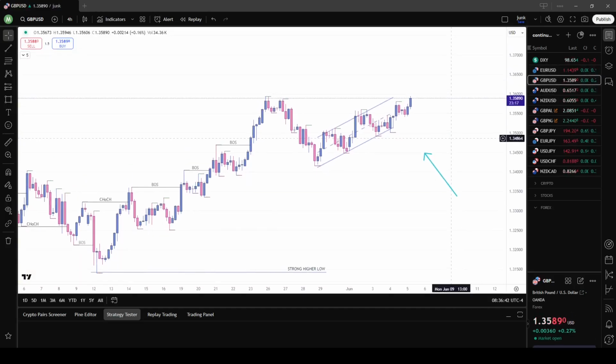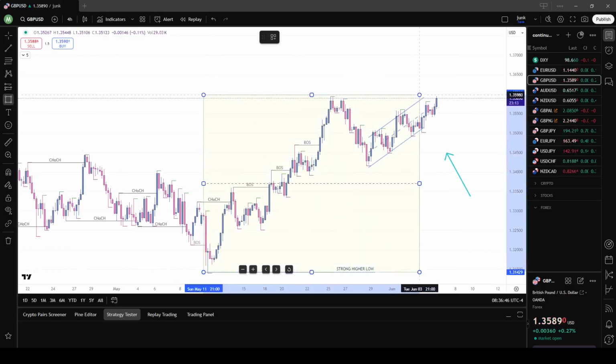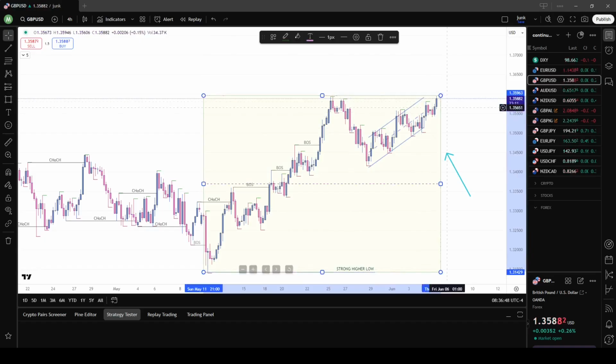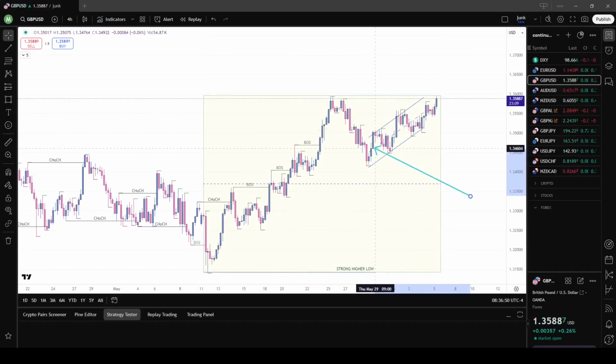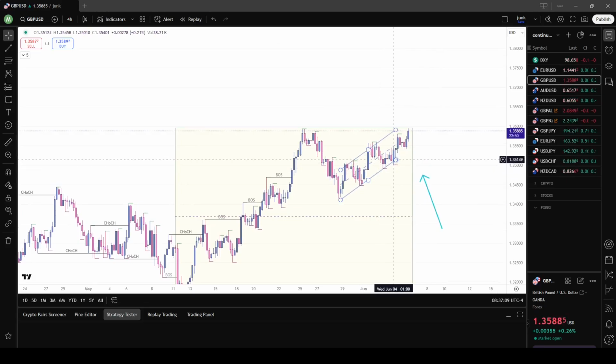GBP USD, similar situation. Highs continue to be broken. What I was saying before, this ascending channel could have been viewed as a bear flag if this liquidity under here was going to be targeted and taken out, and prices would go back down to discount, but that didn't happen. Obviously, prices still continue to push higher, starting to take out the highs of the overall range.